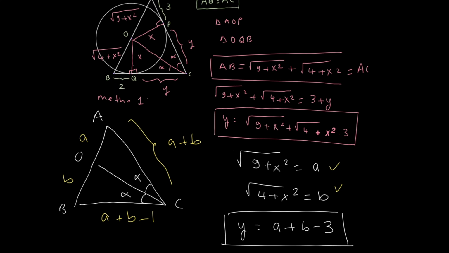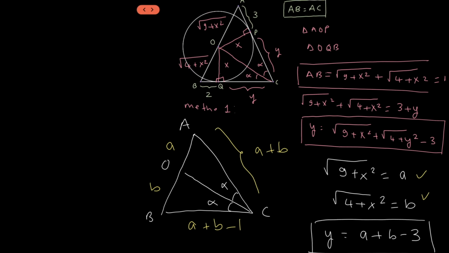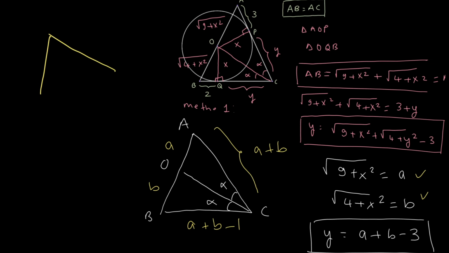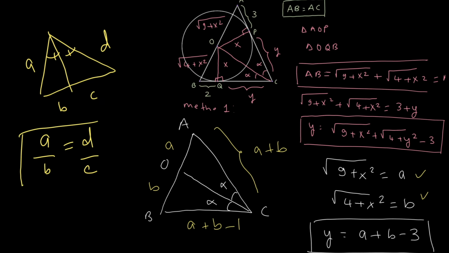Now carefully observe the diagram. We have the triangle ABC, with CO being the angle bisector for angle C. If you remember the angle bisector theorem, it states that if there is a triangle with an angle bisector and the sides are marked as A, B, C and D, then the ratio of A upon B would be equal to the ratio of D upon C. This is the angle bisector theorem, and if you want to see the proof of this one, the link is in the description.